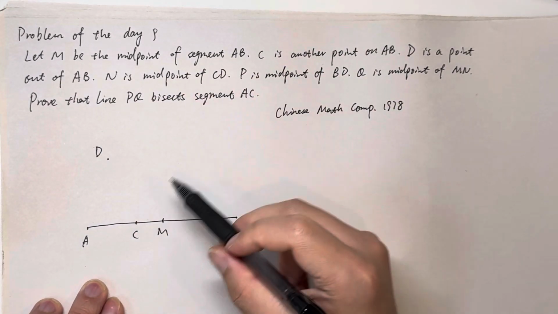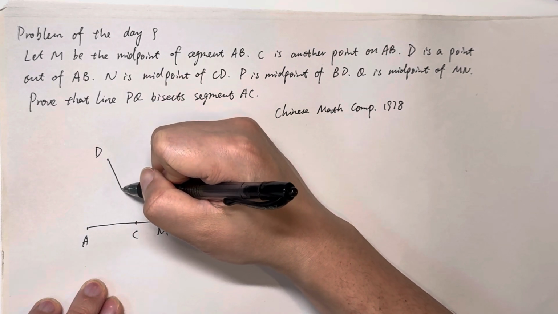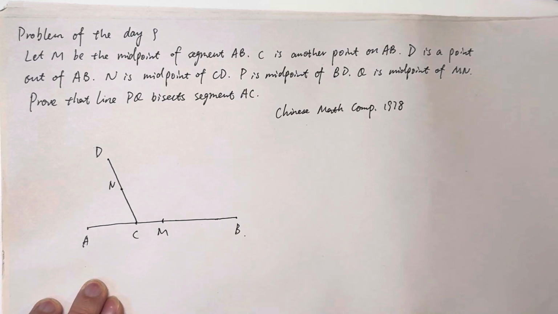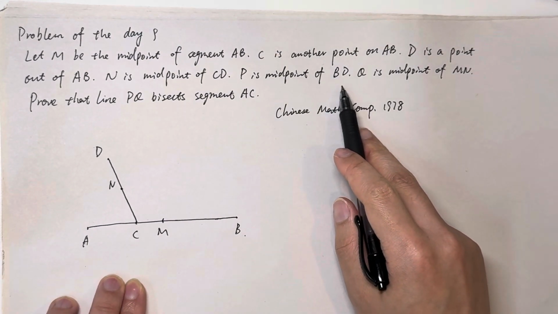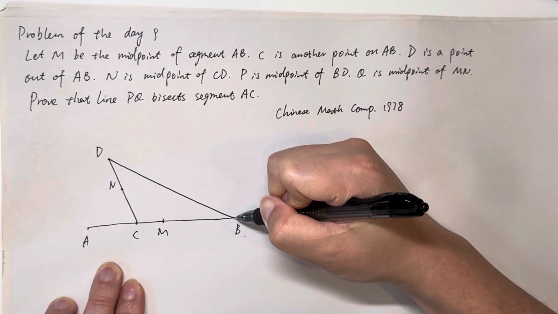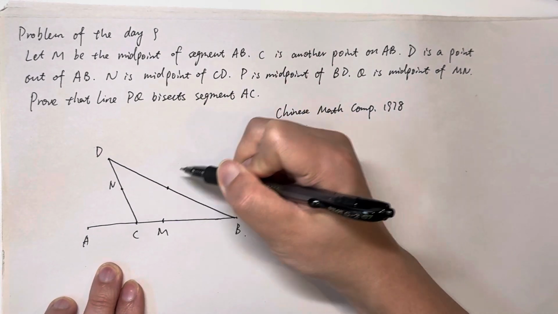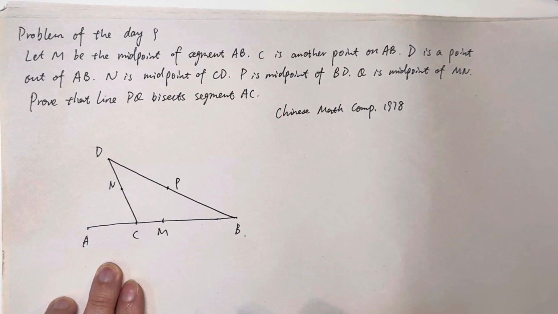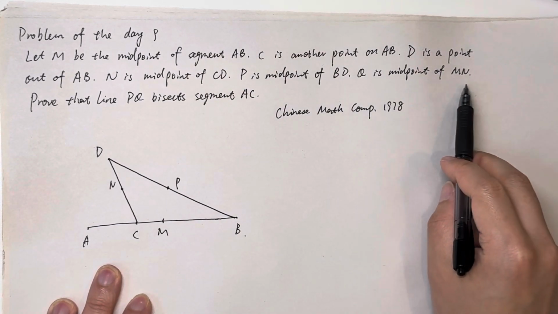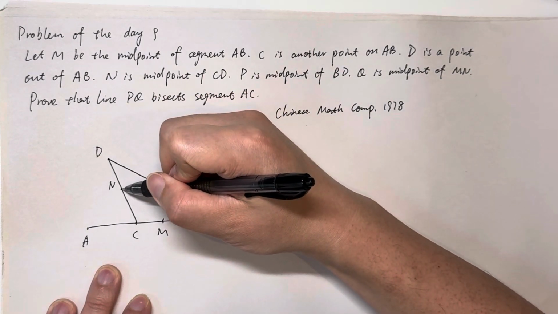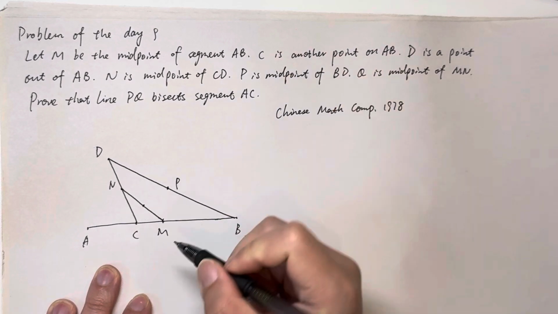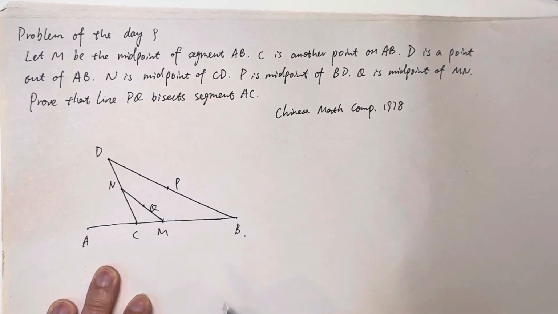N is the midpoint of CD. So we draw CD here, find the midpoint, and call it N. And P is the midpoint of BD. We find BD here, and the midpoint P here. That's the midpoint of BD. Q is the midpoint of MN. So we find MN here, and that's the midpoint, call it Q.